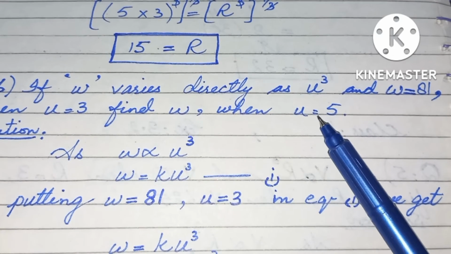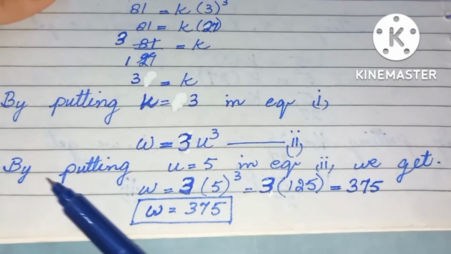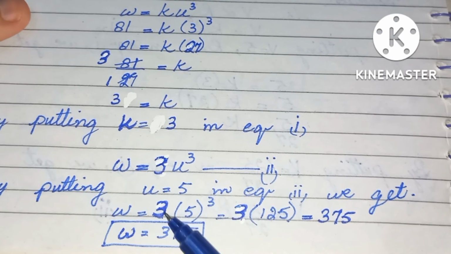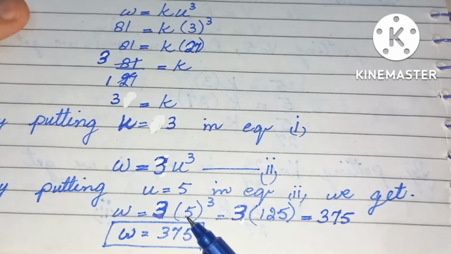So we will put in equation 2 U is equal to 5 and then we can easily find the value of W. By putting U is equal to 5 in equation 2, we get W equals to 3 as it is. In place of U put 5 cube as it is. Cube means 5 multiply with itself 3 times. 5 multiply 5 multiply 5. So your answer is 125.